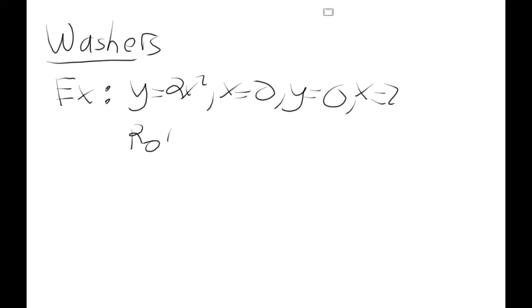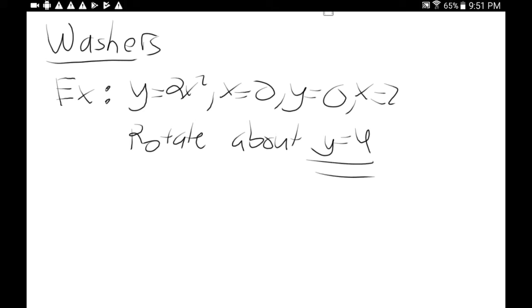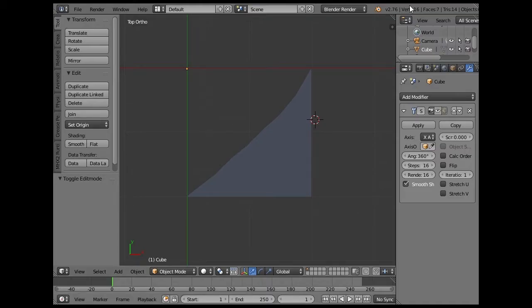And rotate that about the y equals 4. So this is going to be a graph, and this part right here is going to be our 2x squared. This is where we're bounded by y equals 0, and this here is where we're bounded by x equals 2. The red line is going to represent y equals 4 in this case. So we're going to rotate it around the x-axis. Okay, and this is what it's going to look like.